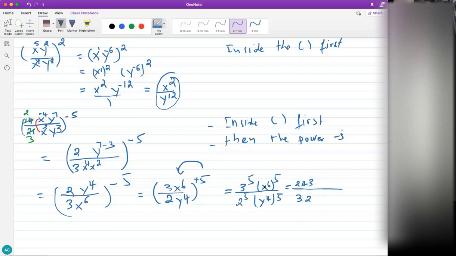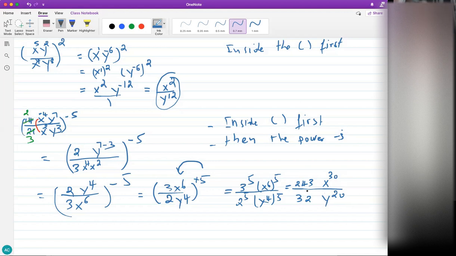And what is x to the 6th to the 5th? 6 times 5 is x to the 30th. Oh, yeah, you just times the two. Okay, we just multiply the two powers. So as you can see, that's about it. There's nothing else you can simplify here. This is already simplified.